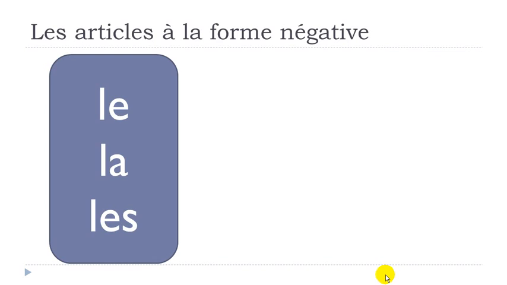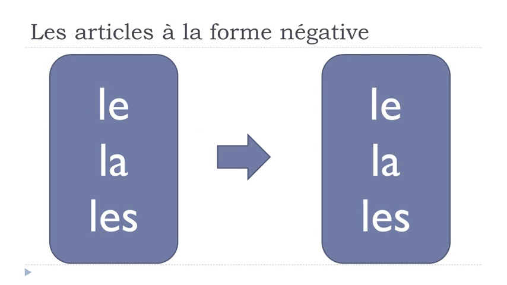All right, so the rule is quite simple. If you've got in your structures le, la, or les, and you want to have this structure at the negative form, then they will stay exactly the same. They won't change. All right?